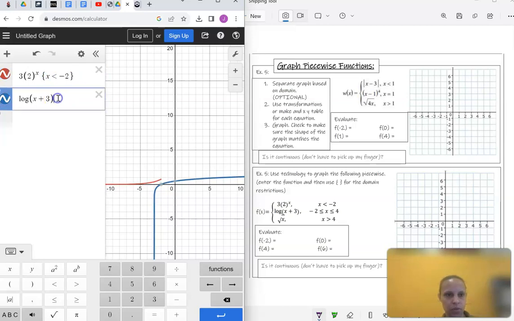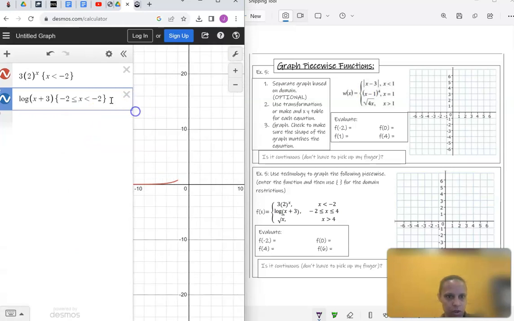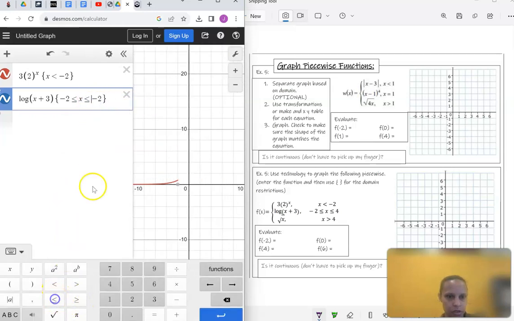All right, so I'm just going to copy this, paste it, and then this time x is between, so you literally just use the keypad or the online keypad, whichever one it is. -2, and this is less than or equal to, so I hit the wrong one, less than or equal to. And this one is less than or equal to, and over here is 4. And you see it keeps graphing the pieces for you.